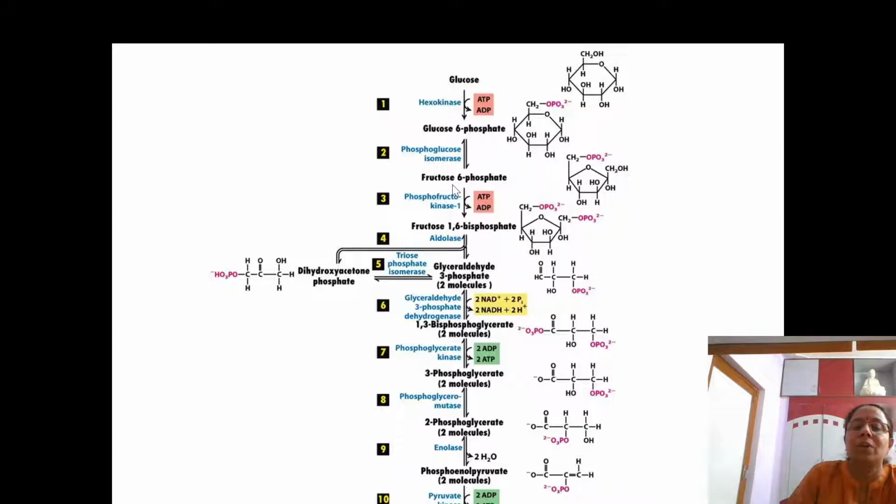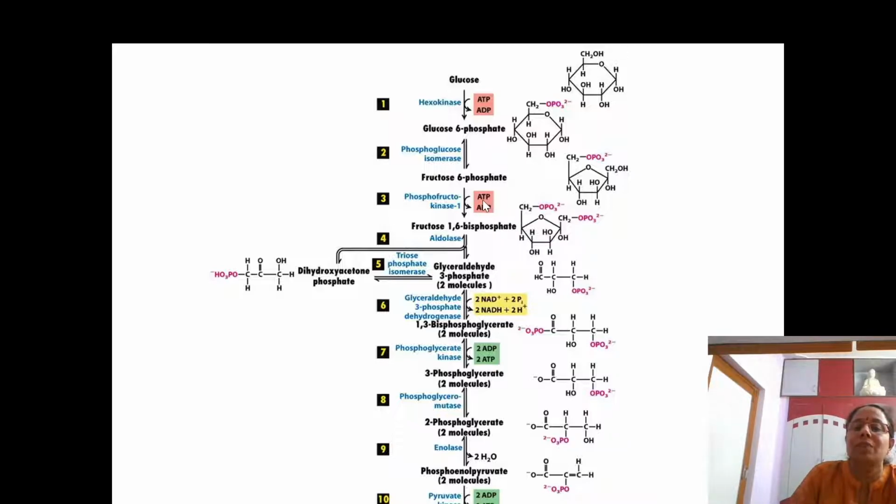Come to the next step. Fructose 6-phosphate is converted into fructose 1,6-bisphosphate with the help of the enzyme phosphofructokinase. I repeat, fructose 6-phosphate is converted into fructose 1,6-bisphosphate with the help of the enzyme phosphofructokinase. This is fructose 6-phosphate. I told you this is the first carbon atom. This ATP is utilized for the transfer of a phosphate group. ATP gives one phosphate group and further converts itself into ADP.